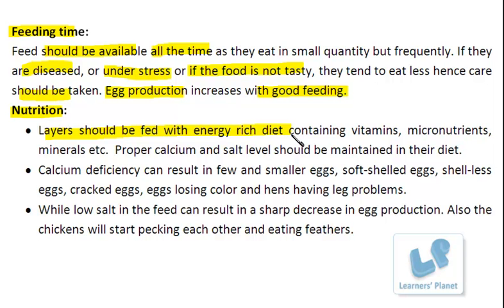So the diet, or the feeds given to these organisms, should be rich in vitamins, micronutrients, minerals and other essential components. The proper calcium and salt level is required. It is to be maintained in the food items, right? And why is this so?